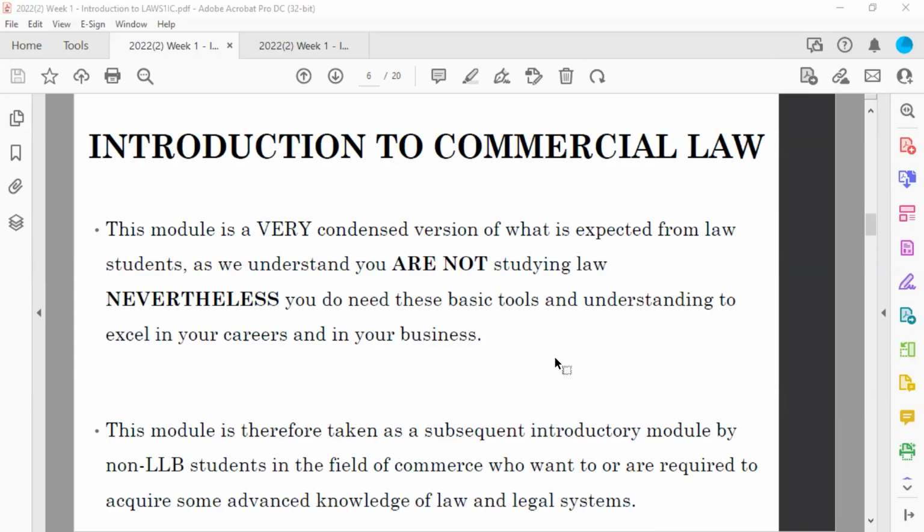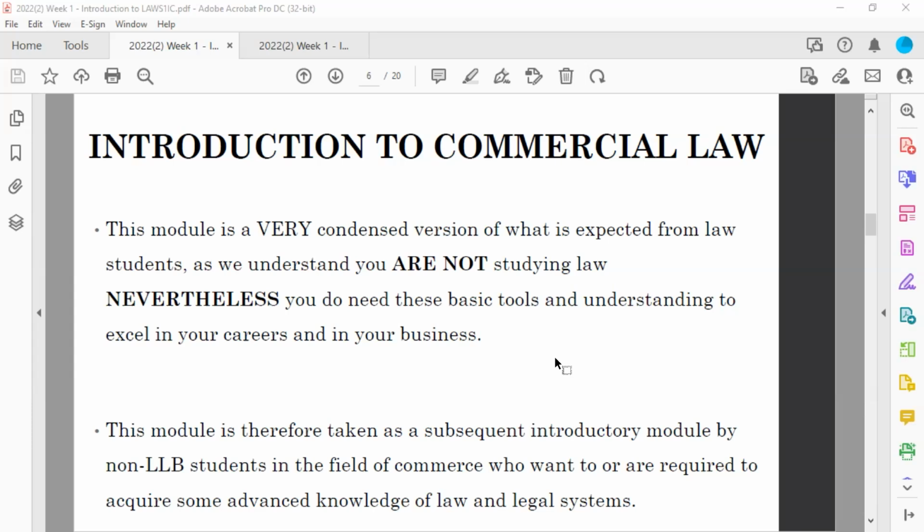Secondly, the module looks at general principles of contract, and general principles of contract is an entire semester for the full-time LLB students. Again, we have condensed that into 5 weeks. Right? And then we look at specific contracts like sale, lease, credit agreements, insurance, agency, security agreements. Right? All of those usually take a semester, and we've again condensed that into 5 weeks.